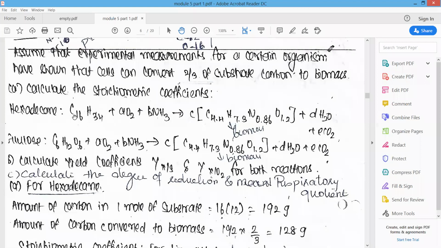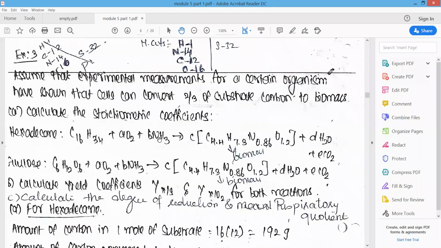So the equation given is C16H34 plus A O2 plus B NH3 gives C times C 4.4, H 7.3, N 0.86, O 1.2 plus D H2O plus E CO2. Okay, there are two equations. This is the formation from hexadecane and this is the formation from glucose, and we have to calculate the yield coefficients, that is Y X bar S and Y X bar O2 for both the reactions, and also calculate the degree of reduction and respiratory quotient.